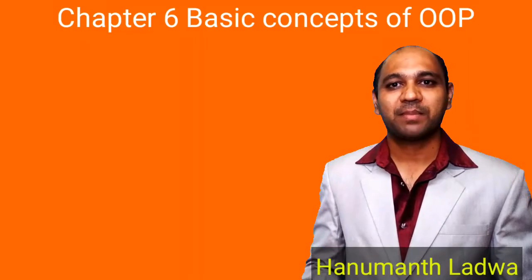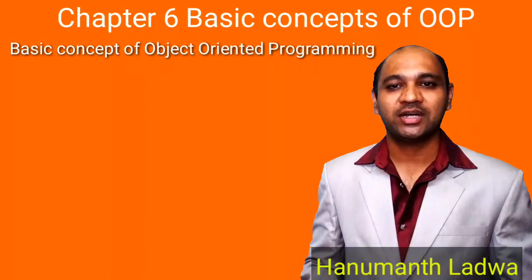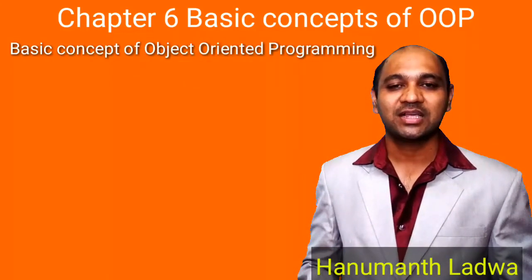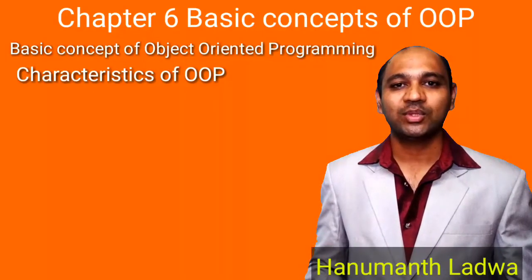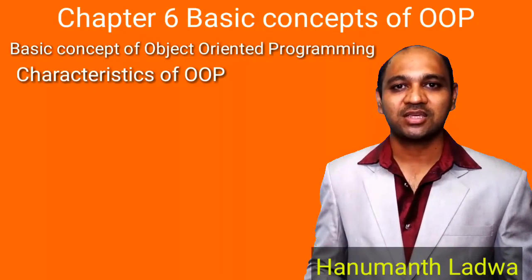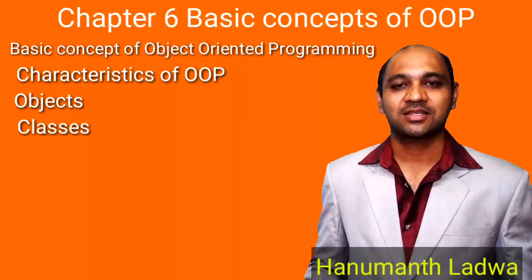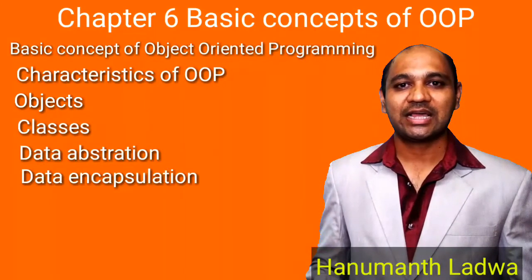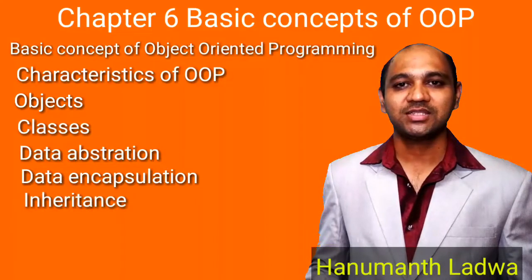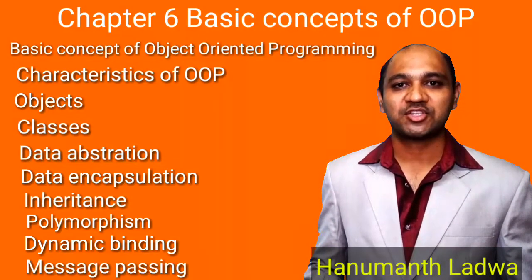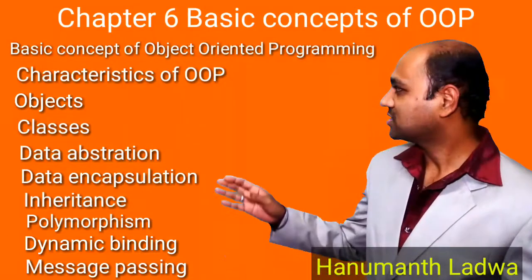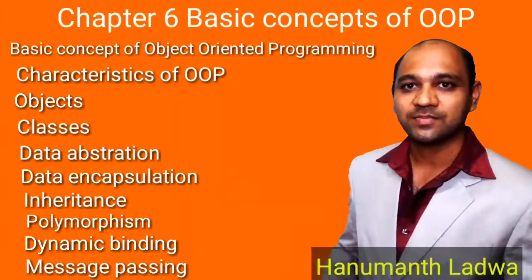Next we'll study the basic concepts of object oriented programming. Now let us study the characteristics of object oriented programming. Let us continue with the characteristics: objects, classes, data abstraction, data encapsulation, inheritance, polymorphism, dynamic binding, message passing. Now let us continue with the first one, that is objects.